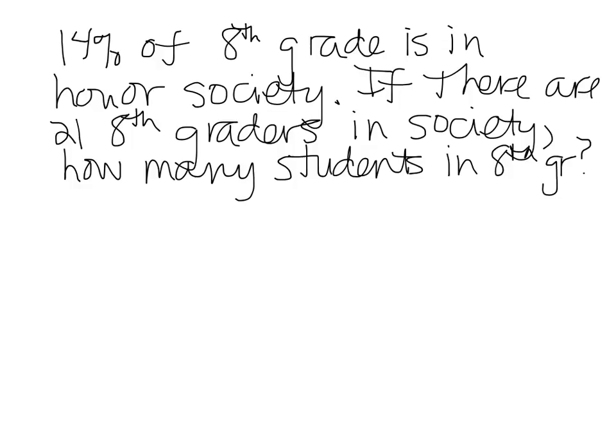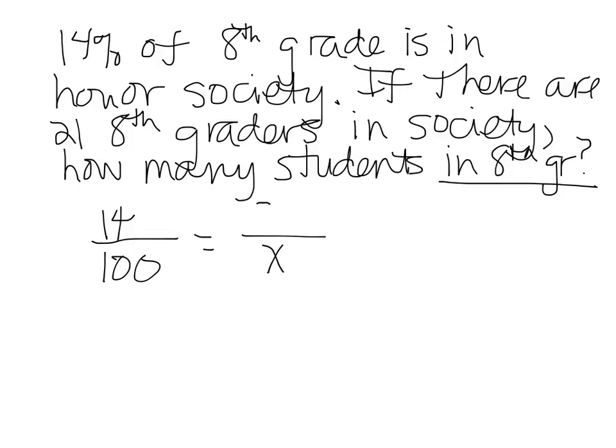Okay, well, right away we know that it's 14%. So the question is, what's the part and what's the whole? The thing we don't know is how many students in all of 8th grade. So the part goes up here, and the whole goes down there, and the part is 21. So 2100 divided by 14 is 150. That means there are 150 8th graders.